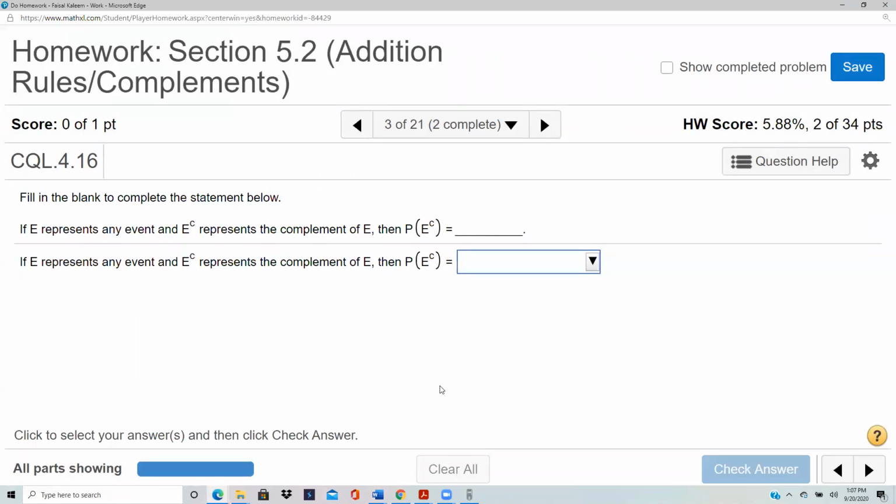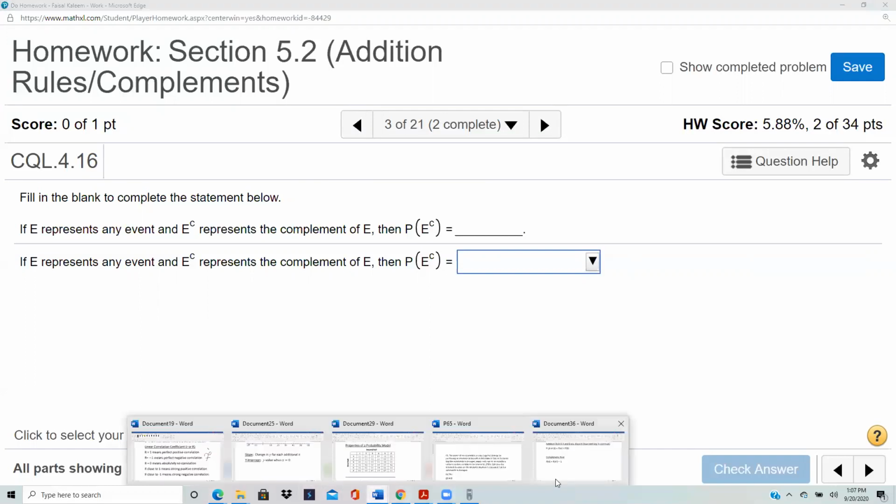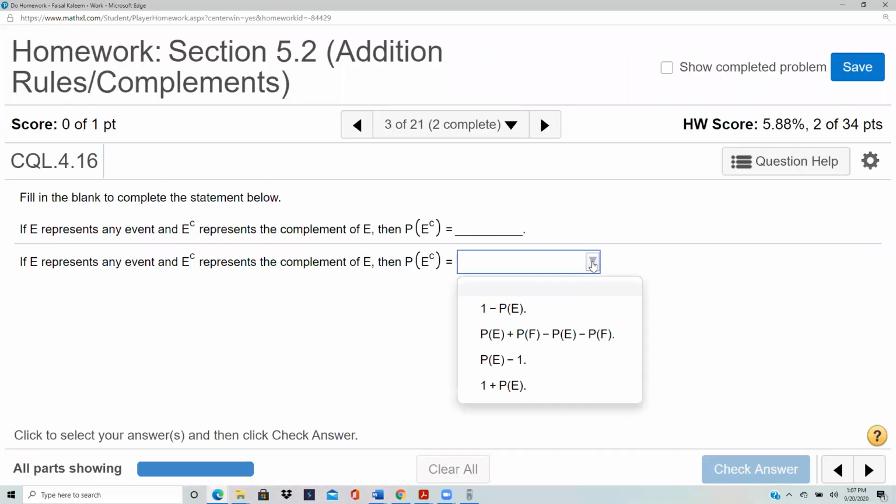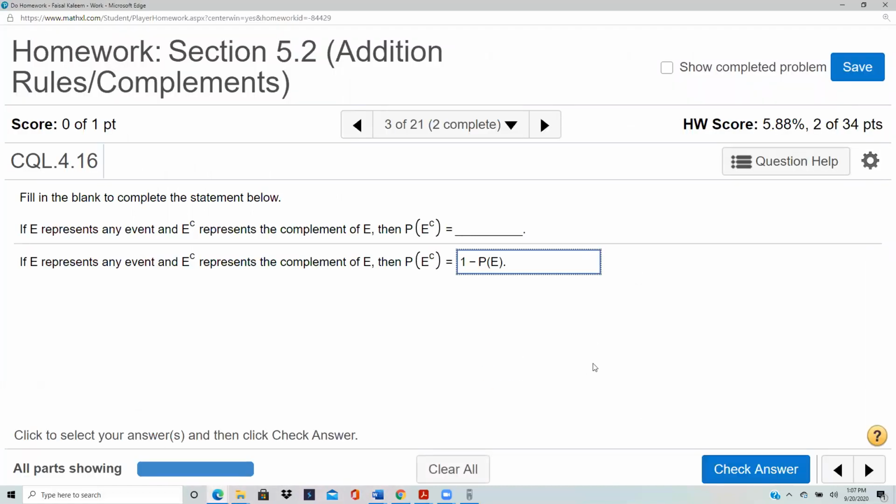If E represents an event, E complement represents the complement of E. So we just wrote that E and E complement add to 1. It means if you want to get just P(A complement) by itself, you just move this 1 to the other side. So P(A complement) will be 1 minus P(A), because when this goes to the other side, it gets subtracted. So P(E complement) would be 1 minus P(E).